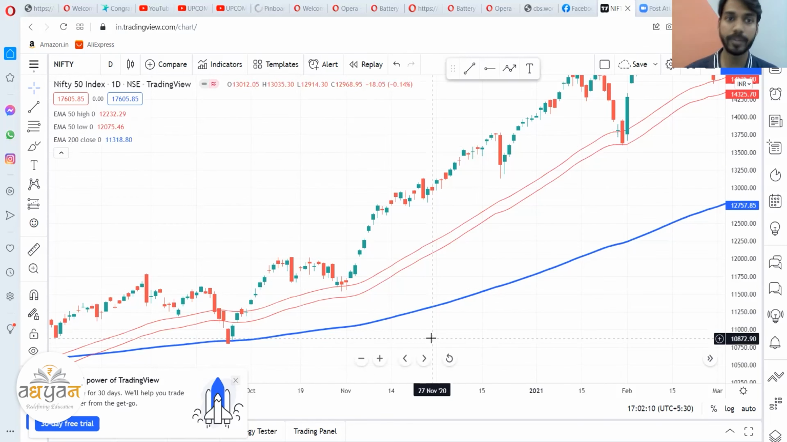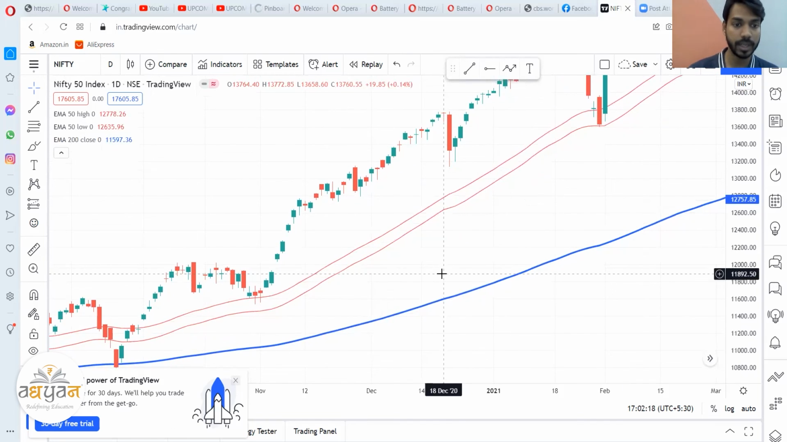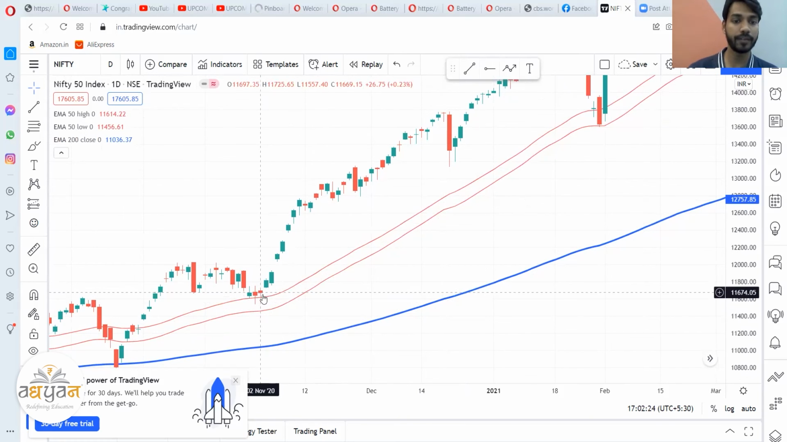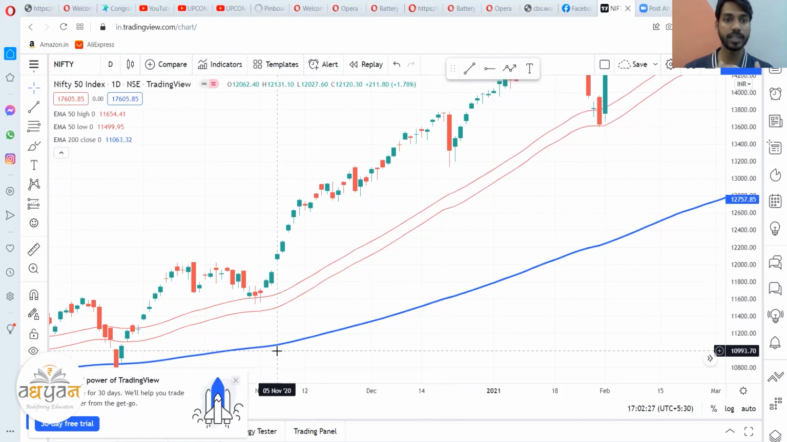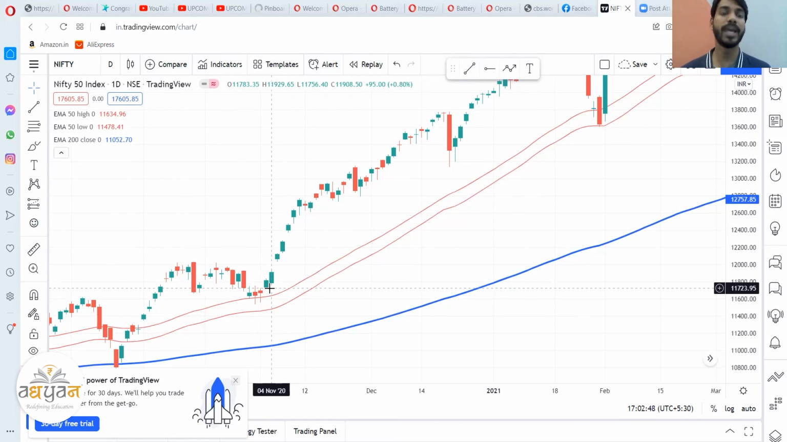Now the condition of buy is pretty simple. You need to wait for a doji formation at the 50 moving average high. Here I can see a doji formation where the 200 moving average is completely at the bottom, the 50 moving average low is below, and the 50 moving average high is at the top, and a doji formation has happened. This is the point where we will be buying at the high of the doji candle. Once the high is broken, you will enter a buy.